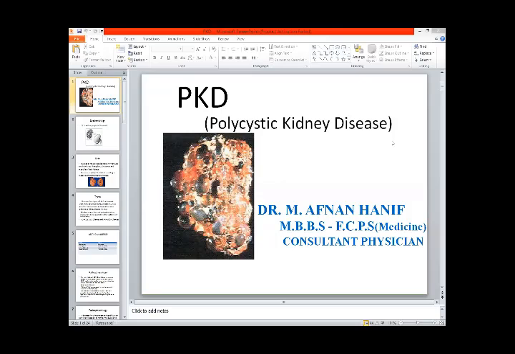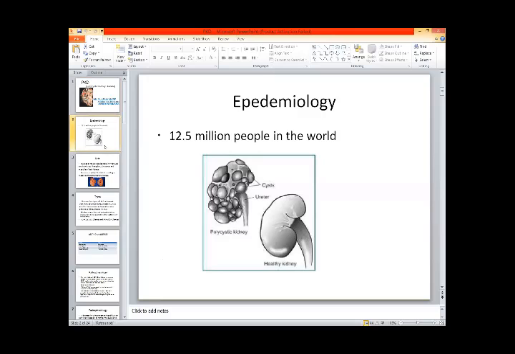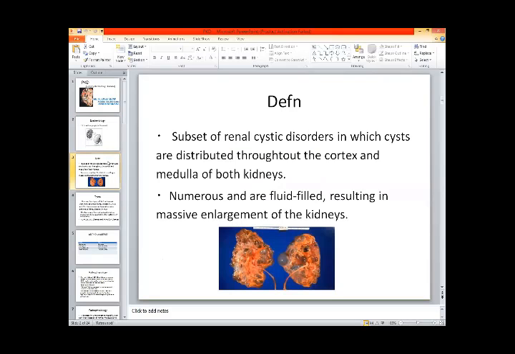So chronic kidney disease: you are seeing in the picture, there are multiple cysts in a kidney. The epidemiology of polycystic kidney disease: 12.5 million people in our world are suffering from polycystic kidney disease. By definition, polycystic kidney disease is a subset of renal cystic disorders in which cysts are distributed throughout the cortex and the medulla of the kidneys.